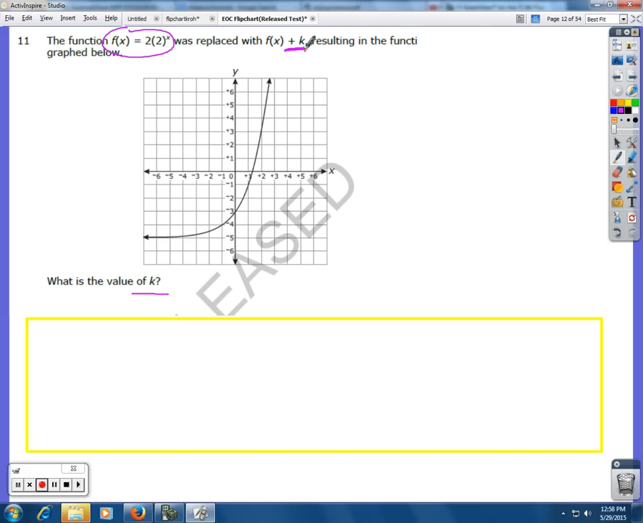So, if you look at our original function, this number right here indicates where the y-intercept is. That means that it originally started right here. Okay? And now it has moved down as a result of plus k being added. It's moved down to -3. Okay? If you count how far it's moved down, that's 1, 2, 3, 4, 5. Since it's going down, that makes it negative. All right? So k would be -5. So that's one way to do it.